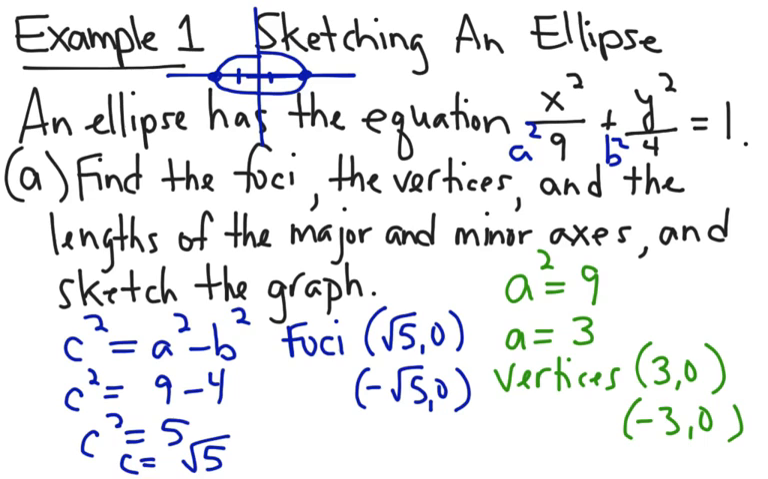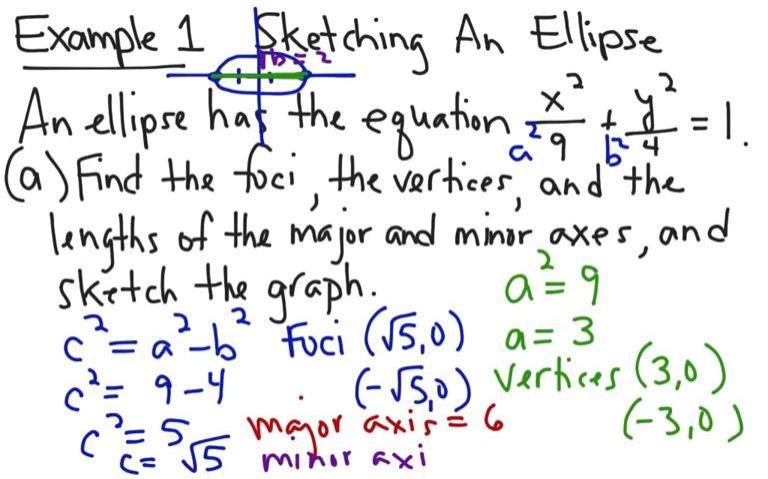The length of the major axis is this length here. Well, if the vertices are at 3, 0 and negative 3, 0, that means that the major axis must be 6 units long. And the minor axis, well, let me use a different color here. This is b. And if b squared is 4, then b must be 2. So if that's 2, the other side must be 2. So the minor axis must be 4 units long.